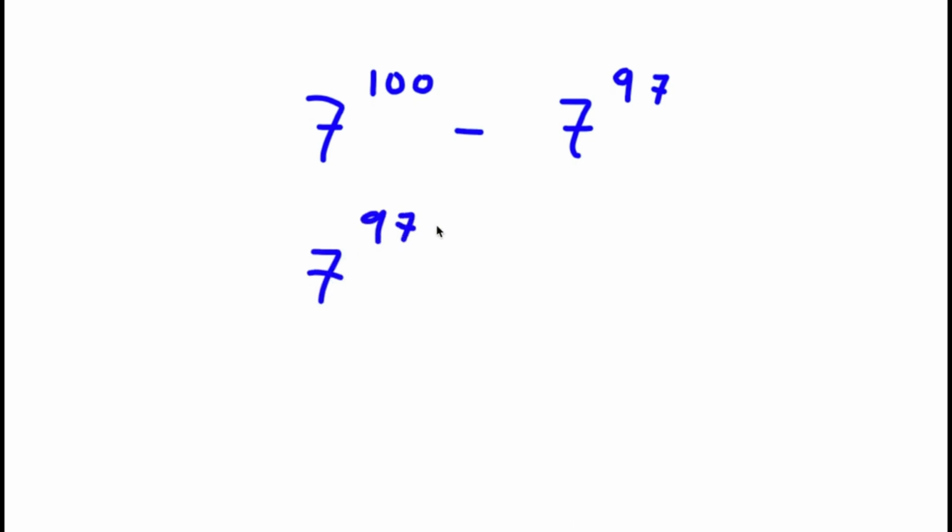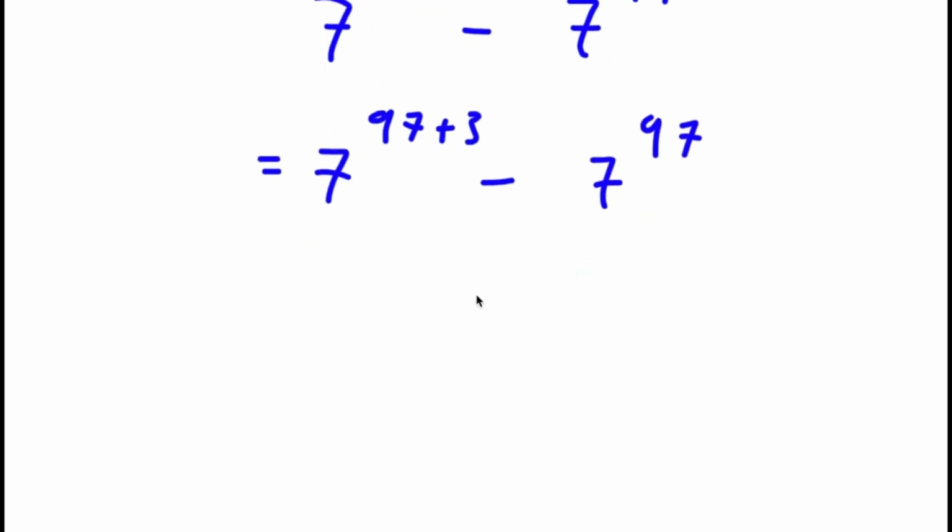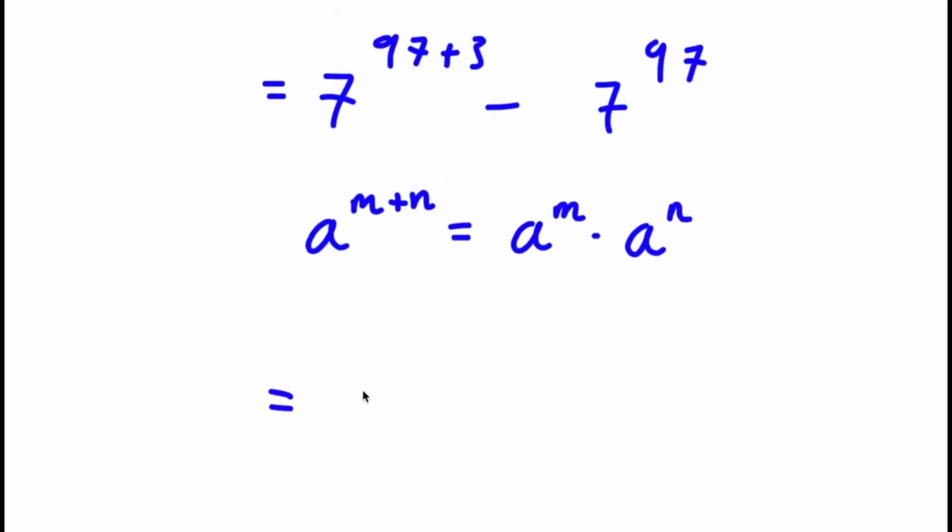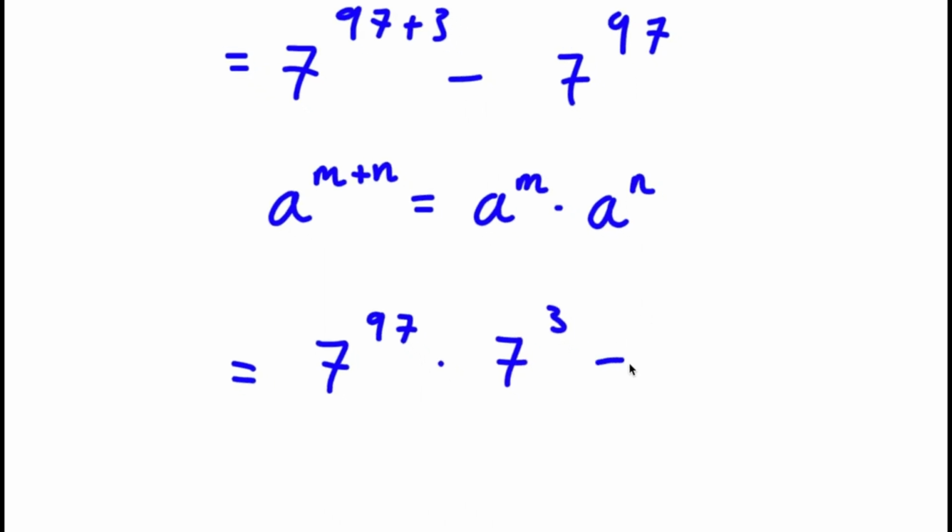So now I have 7 to the power of 97 plus 3 minus 7 to the power of 97. Now, if I have something in the form a to the power of m plus n, this is equal to a to the power of m times a to the power of n. So in this case, 7 to the power of 97 plus 3 is going to equal 7 to the power of 97 times 7 to the power of 3. Then I have minus 7 to the power of 97.